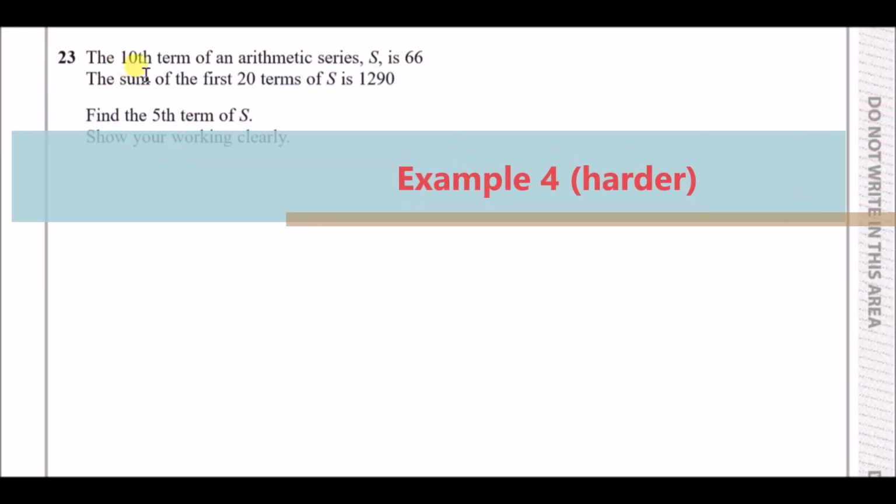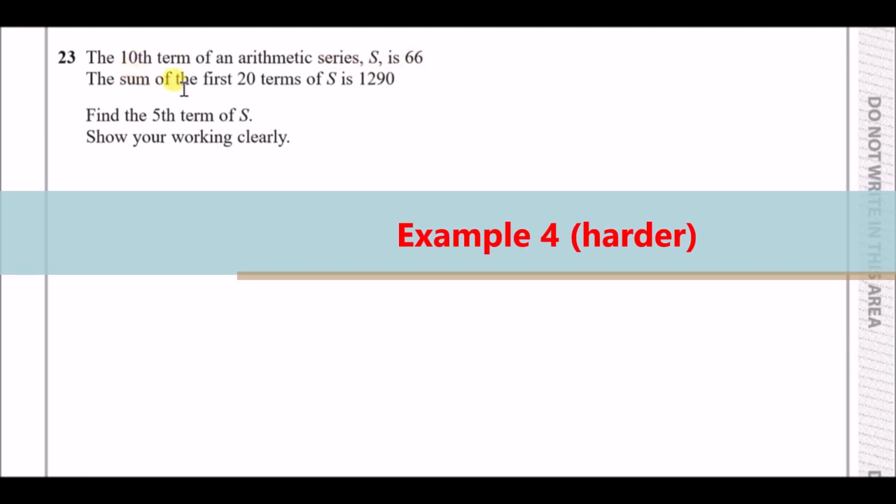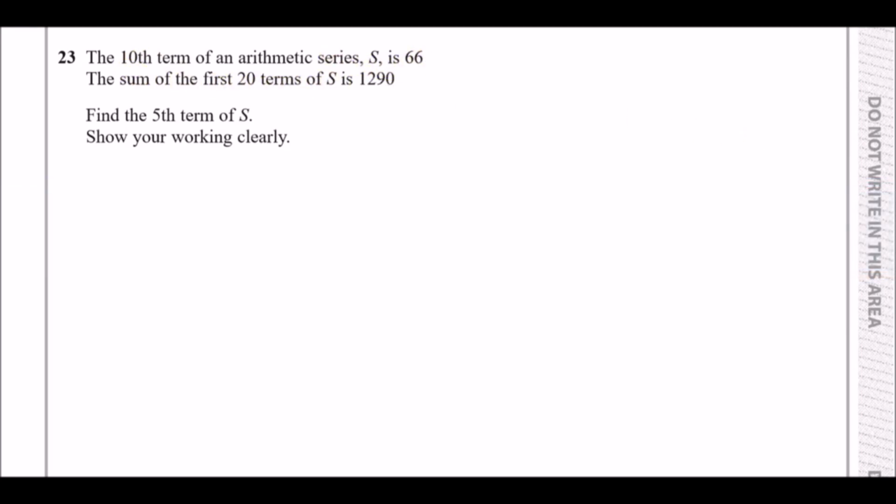Okay, this is the same definition. So the 10th term of an arithmetic series S is 66, and the sum of the first 20 terms of S is 1290. Find the 5th term. Okay, so to do this nice and easy, let's write down all the formulas we know about arithmetic series. First, we have the nth term, which I'm going to call un. It's always given by a plus n minus 1 times d.